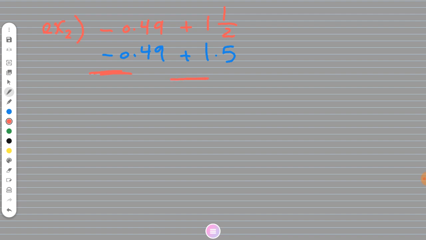In case of positive and negative, different signs, what should we do? Yes, put the sign of the bigger and subtract. The bigger number here: the absolute value of 1.5 is 1.5, the absolute value of negative 0.49 is 0.49. So 1.5 is bigger. So the sign of the bigger will be positive, and we subtract. So we have 1.5 minus 0.49.